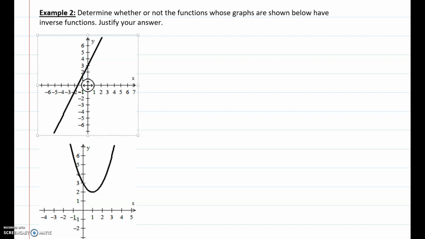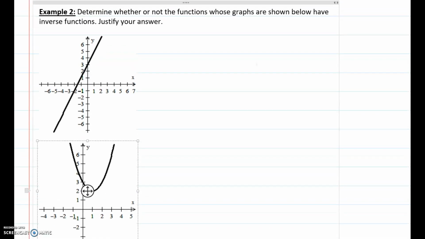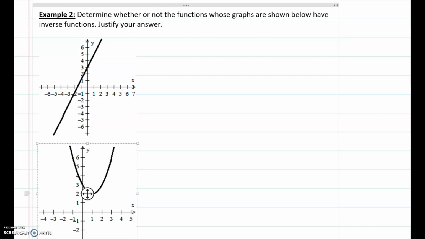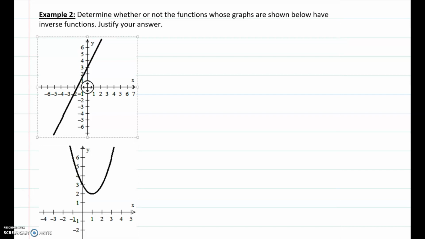Okay, so in this example we have to determine graphically whether or not the functions whose graphs are shown have inverse functions. For that we use something called the horizontal line test. What we're going to do is draw horizontal lines across our graph. They have to be horizontal, so start with this first one. Draw your lines horizontally. Ideally you're going to use a ruler or a straight edge to do this.